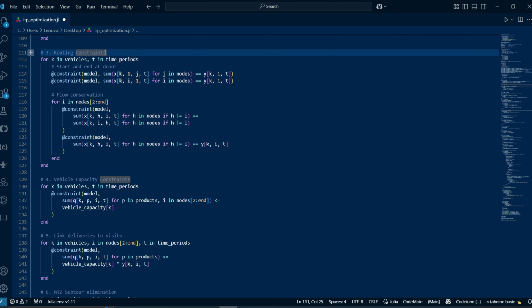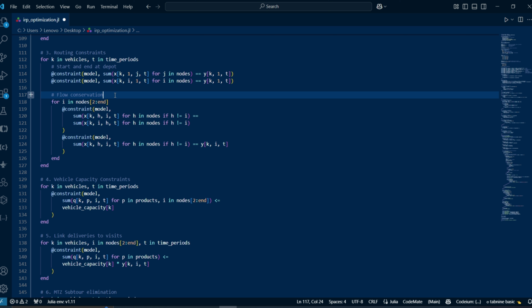Okay, routing constraints here. What happens here? Each vehicle must start its route at the depot, which is node 1, and return to it by the end of the time period. The sum of all outgoing and incoming routes at the depot is tied to the binary variable which indicates whether a vehicle is active at the depot, and y_k1t is a binary variable here.